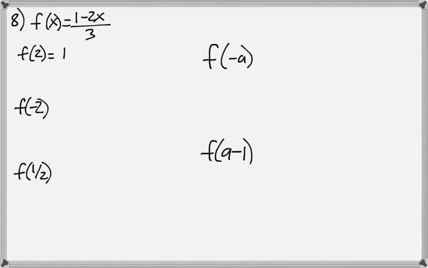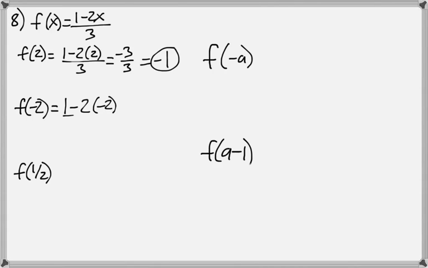So this will be 1 minus 2 times 2 over 3, which is going to be negative 3 over 3, which is negative 1. And that'll be your answer. So then f of negative 2 is 1 minus 2 times negative 2 all over 3, which is going to be equal to 5/3.